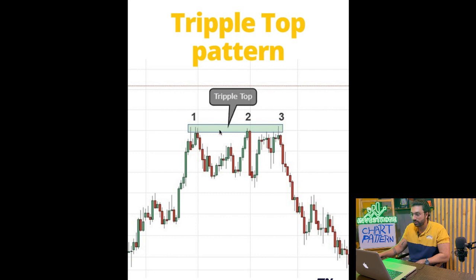So we can say that three times the market has touched the same resistance. Almost all three highs of the market are the same. So we can say that it's a triple top pattern because there are three touches of the resistance at the same point, and from the third resistance the market goes down and the sellers push the market down with full force.